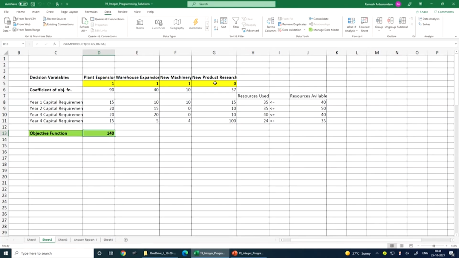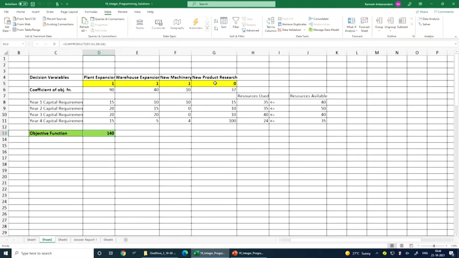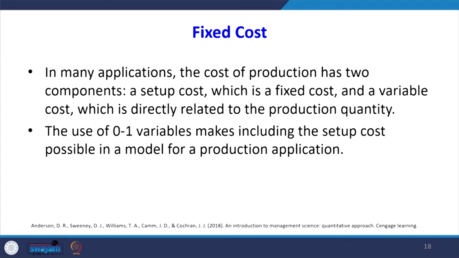So, this is an example of 0-1 integer programming. Now, we are going to consider the fixed cost. In many applications, the cost of production has 2 components. One is the setup cost, which is the fixed cost, and a variable cost, which is directly related to production quantity. The use of 0-1 variables makes including the setup cost possible in a model for a production application.